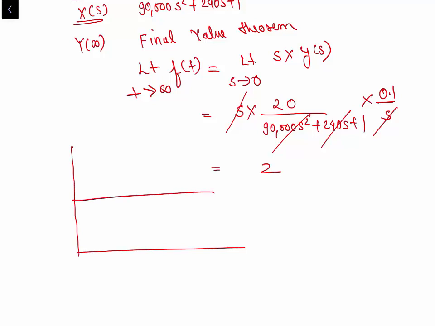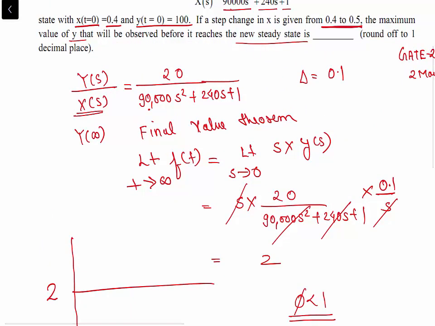Okay, this value will be 2. Now we have to check whether our system is underdamped, overdamped, or critically damped. Only then can we calculate the value of the new steady state. For an underdamped system, phi should be less than 1. So this is the equation.